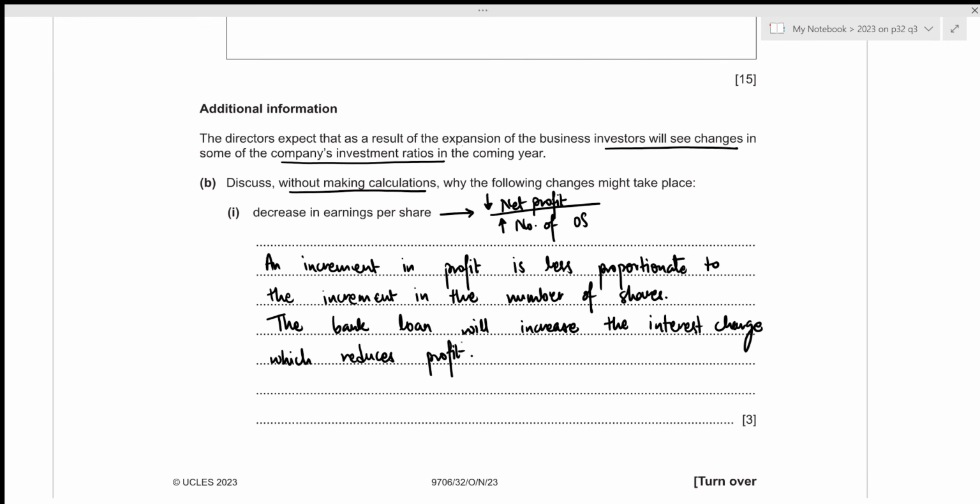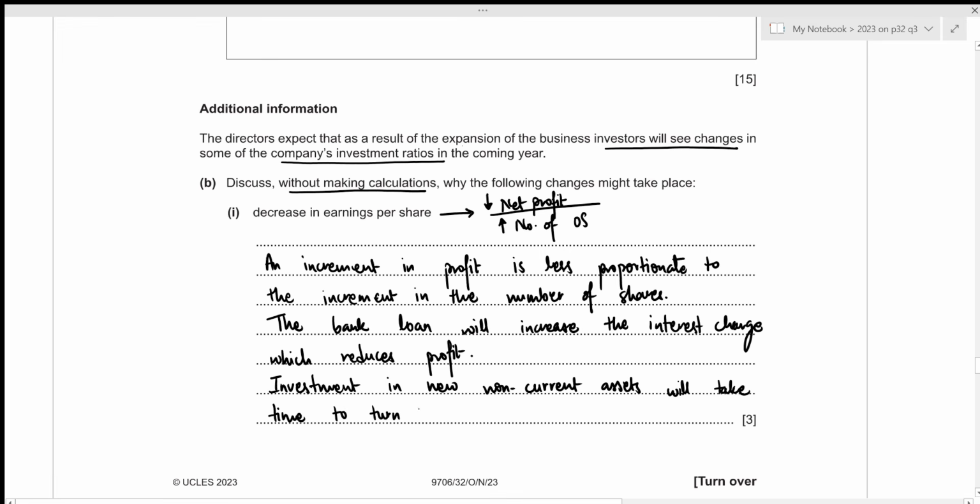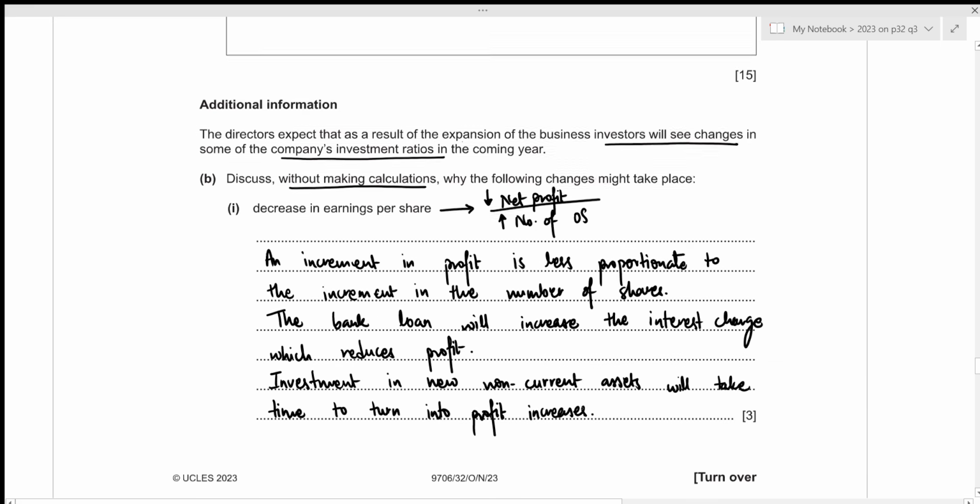And remember, we also purchased new machineries. So we can say that those machineries of non-current assets will take time to turn into increased profits. So investment in new non-current assets will take time to turn into profit increases, because we cannot really have an immediate effect on profit by purchasing new machinery. It will take some time. Okay, that's all for the first part.